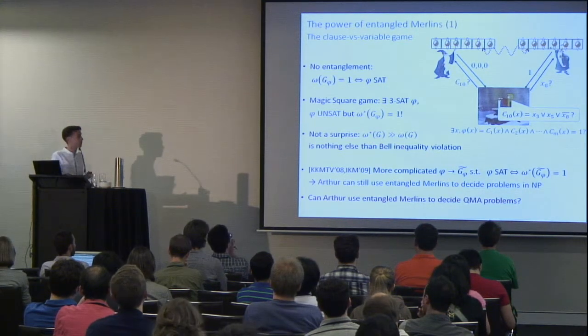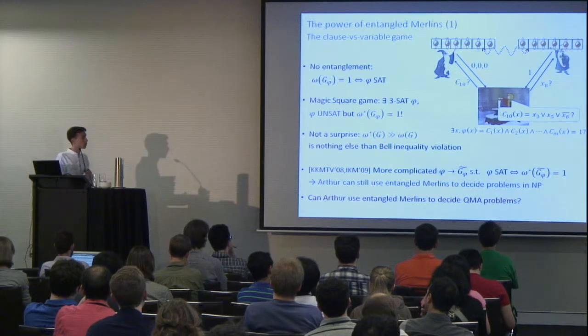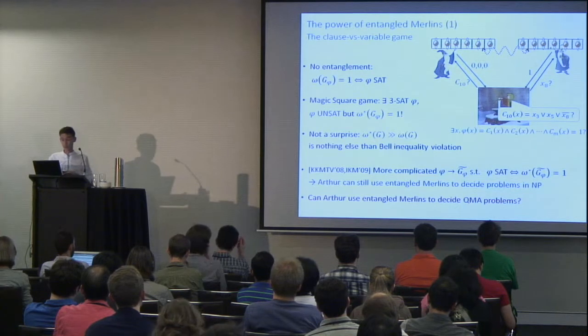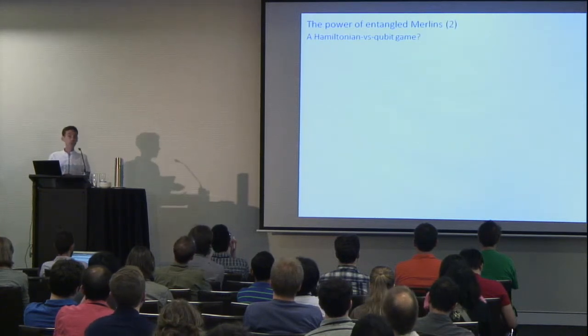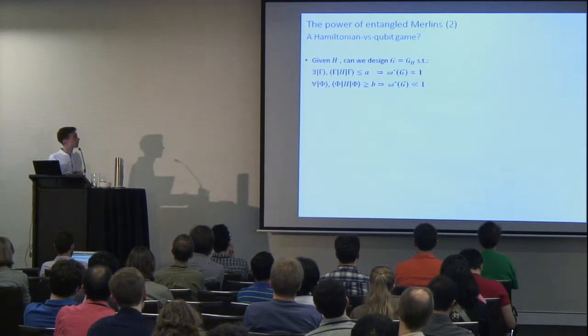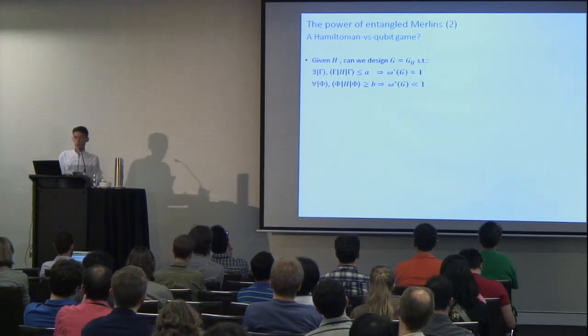Let's try to design a game for the Merlins to convince Arthur that the instance of the 3-local Hamiltonian is satisfiable. So can we design a Hamiltonian versus qubit game in the same way as we had a clause versus variable game? So this is what we're trying to do. And how would we do it?